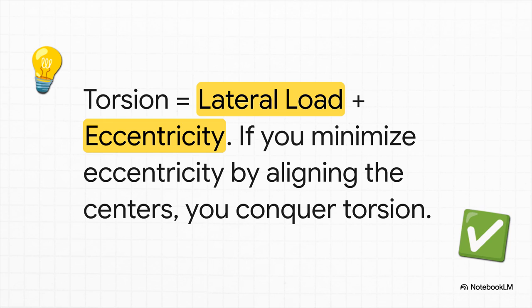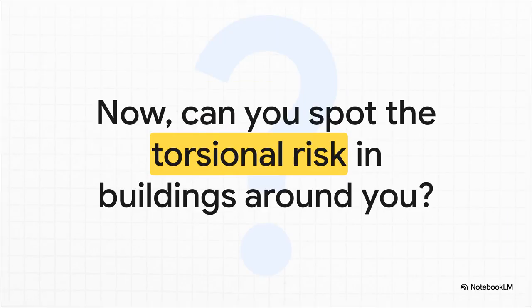So look, if you walk away remembering just one thing, let it be this super simple formula. Torsion equals a lateral load plus eccentricity. If you can get rid of that eccentricity by lining up the center of mass with the center of rigidity, you've pretty much conquered torsion. It really is that fundamental. And that's our deep dive on torsion.